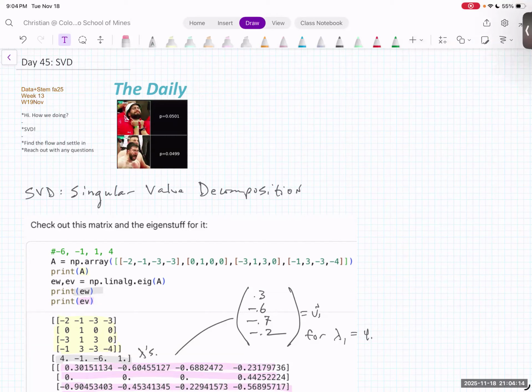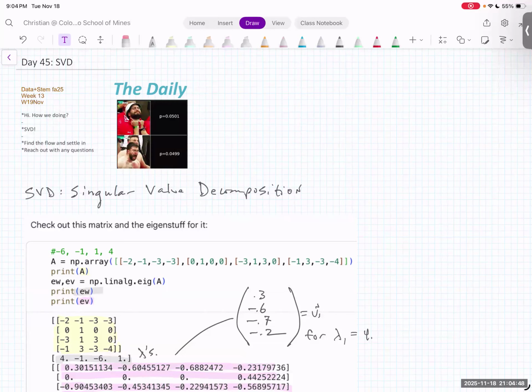So this is a quick recording on SVD, singular value decomposition. Hopefully you can see the screen. And I just keep posting this GIF, so that's there. Then, one, hope you're doing well. Two, singular value decomposition. The whole goal here is to get the idea of what we're doing, and then use Python to do that. Then again, keep working hard to find a practice, find a flow, settle in, reach out with any questions.